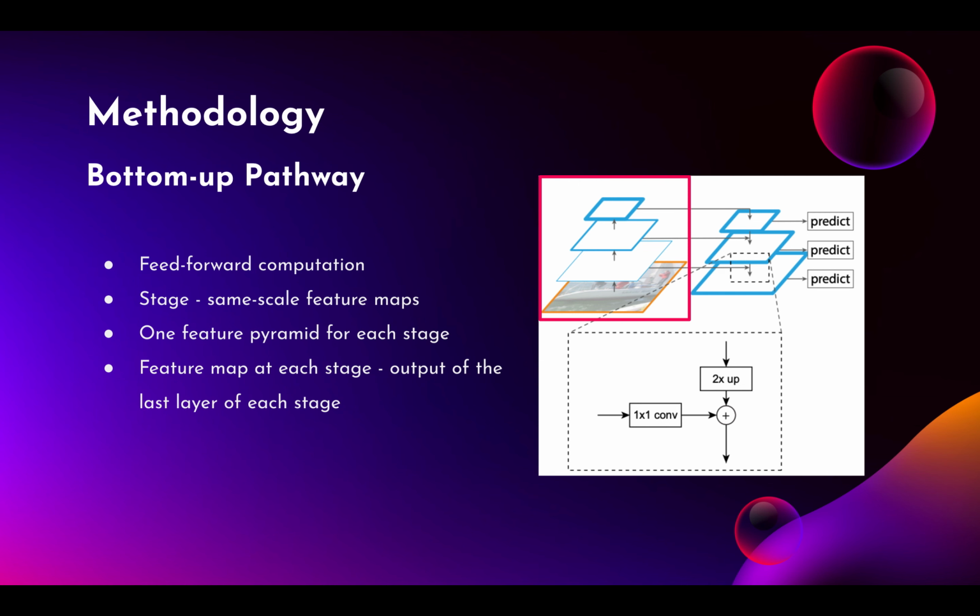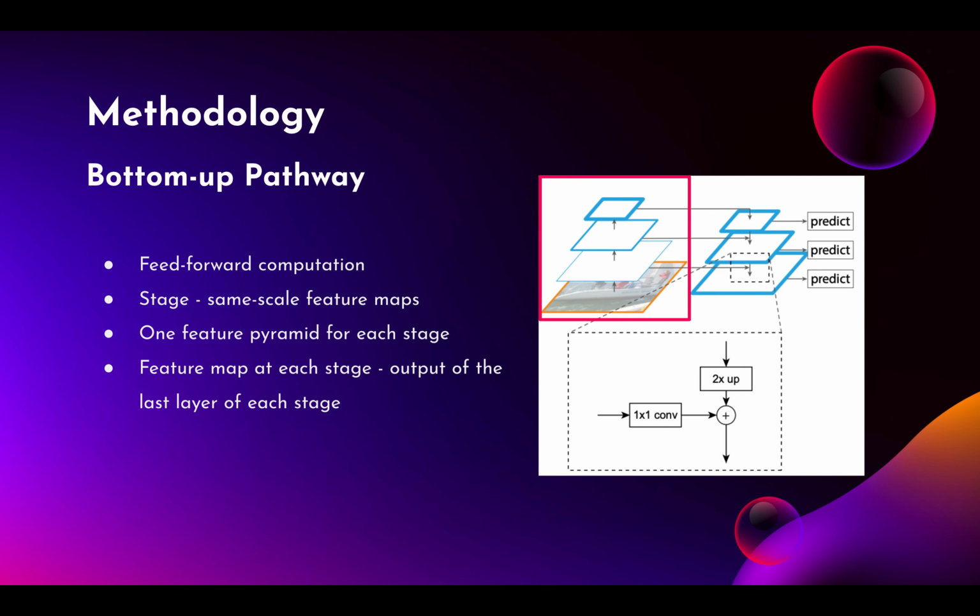The bottom-up pathway is a straightforward computation of the backbone convolutional neural network, which computes a feature hierarchy consisting of feature maps at multiple scales with a scaling step of 2. The scales that produce output feature maps of the same size are called the same network stage. One feature pyramid is defined for each stage, and the output of the last layer of each stage is the reference set of feature maps. The feature pyramid is constructed using such reference sets of feature maps.